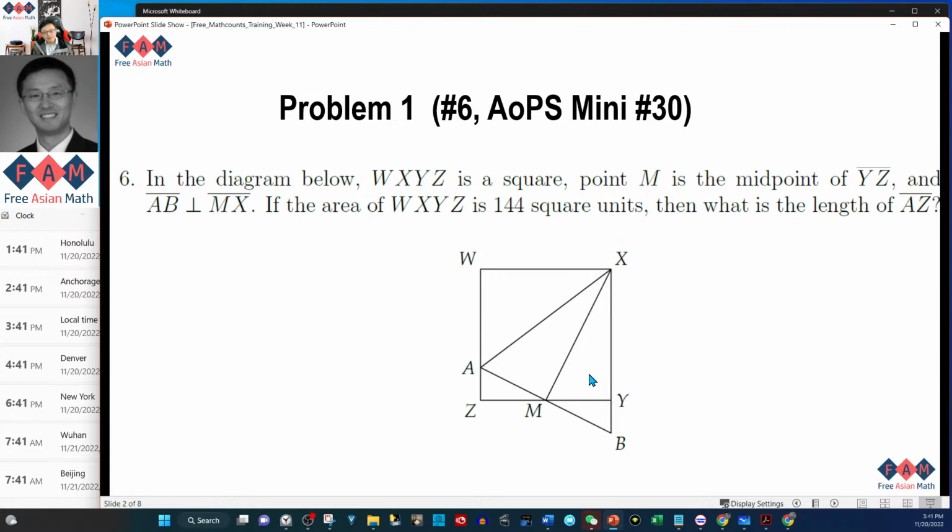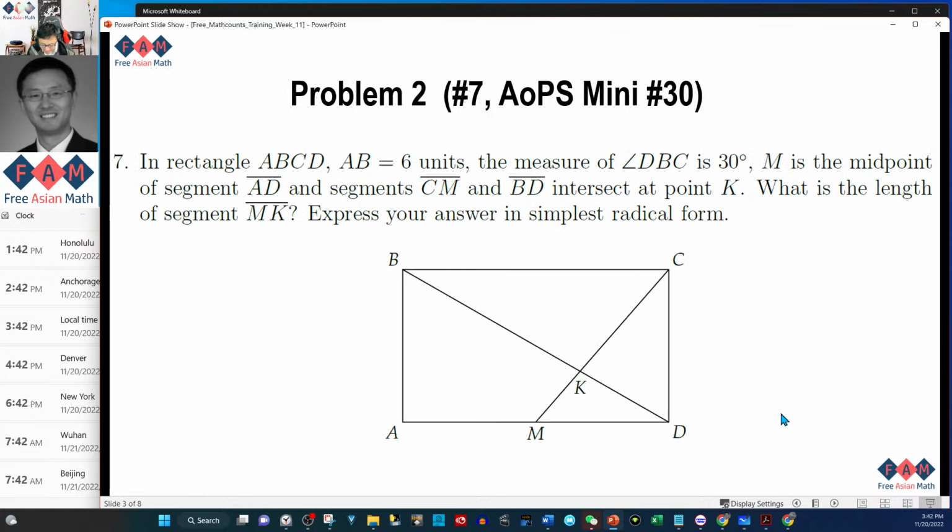From there, you should be able to independently discover this similar relationship. By the way, triangle AZM is actually congruent to BYM. And that's easy to prove because ZM equals YM. M is the midpoint. So therefore, it can be easily shown that those two triangles are congruent. Anyway, so much for this problem. Let's move on to the next problem.